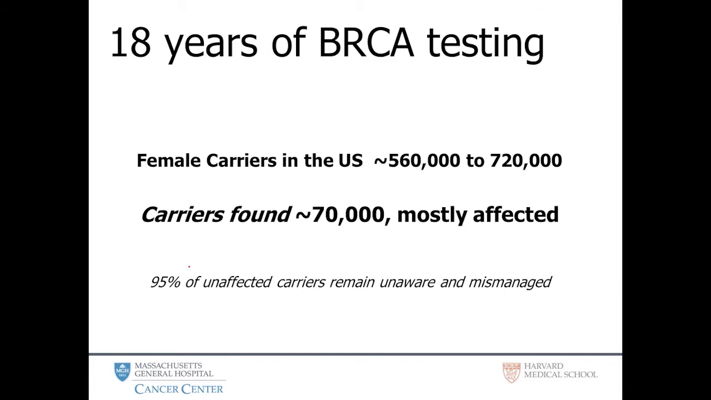So what that means is that about 95% of the unaffected carriers, of women who do not yet have cancer, remain unaware that they're mutation carriers and therefore remain mismanaged or not getting the proper screening, follow-up, prophylactic surgery, preventive measures, etc. So BRCA is about the best we're doing of any adult hereditary syndrome. We're doing very poorly. And the reason we're doing so poorly is that it's hard to identify these patients.